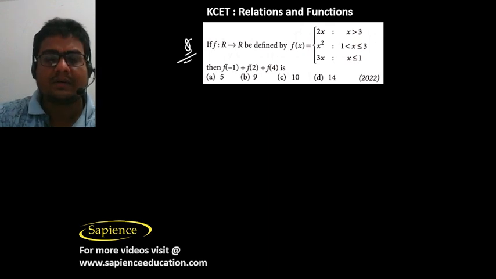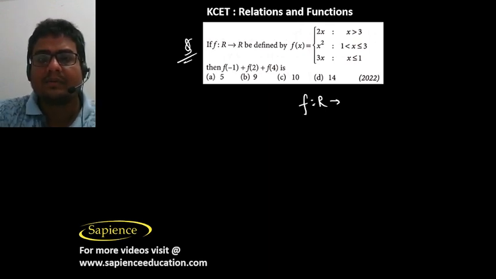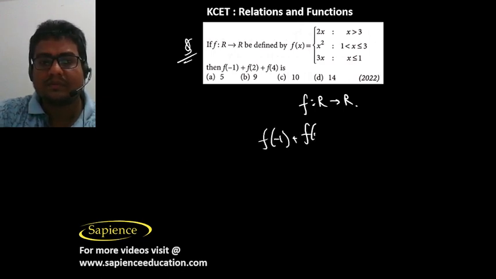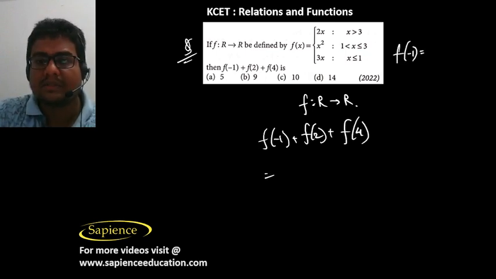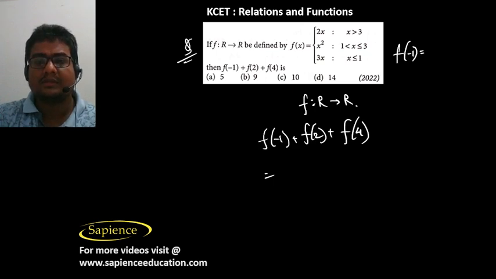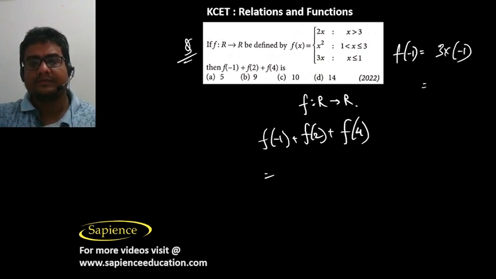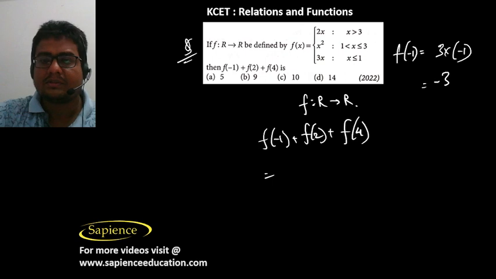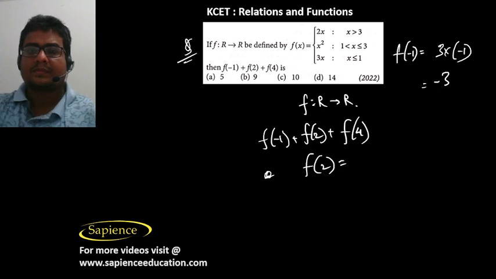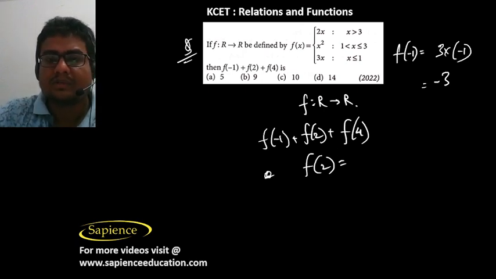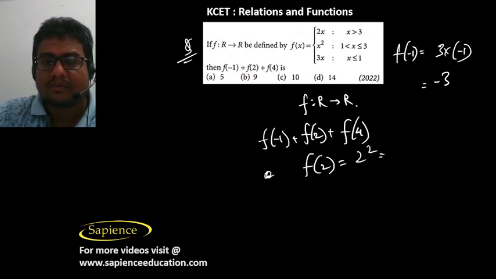Then here it is told, if f is a function which maps R to R, which is defined as f of x equals this, then f of minus 1 plus f of 2 plus f of 4, how much is that? Now f of minus 1, it means when x is equal to minus 1, it is less than 1. So this will be 3 into minus 1, so this is minus 3. And f of 2, 2 is more than 1 but less than 3. So I should use the second definition, which is x square. This will be 2 square, which is 4.